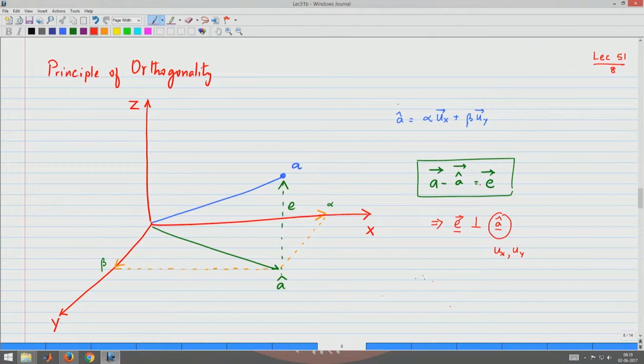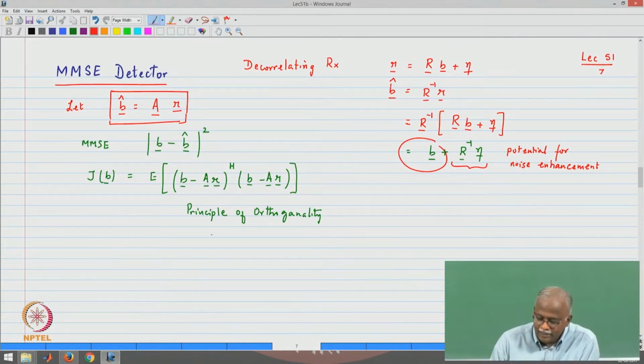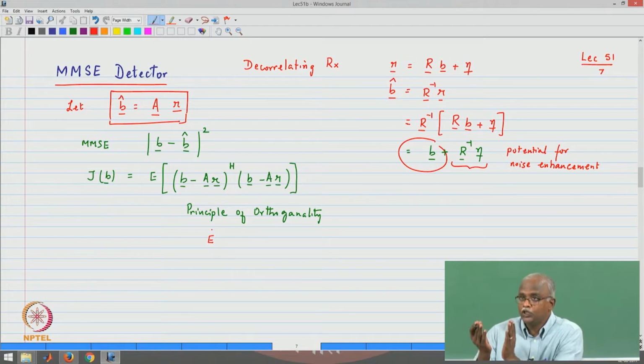The best possible approximation A hat is that which produces an error which is orthogonal to A hat. The error must be orthogonal to the input vector which is the approximation to the given vector. So, given this understanding of the principle of orthogonality, I would like to go back and rewrite it. We are trying to find that solution that minimizes the mean squared error, and from the principle of orthogonality we also know the following. The principle of orthogonality states that the error must be orthogonal to the vector.